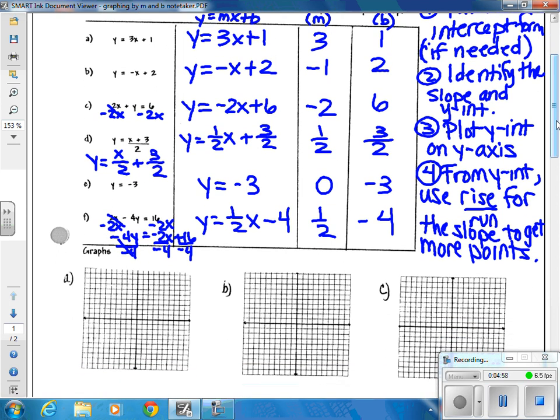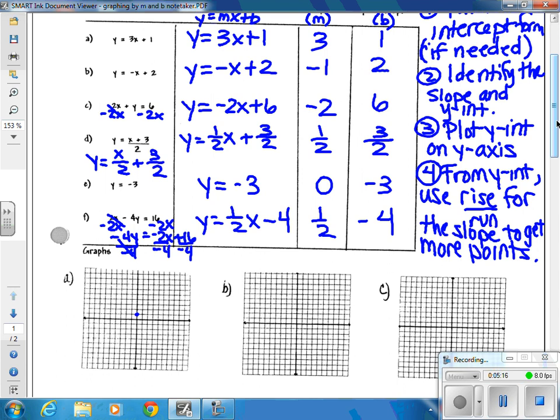So for letter A, I'm going to graph the first line on the grid that says letter A beside it. You are instructed to now plot the y-intercept on the y-axis, so you begin with the b. So I have a positive 1 as my b. So on my y-axis, I go to positive 1, and that's my starting point. I now need to get 2 more dots from this.